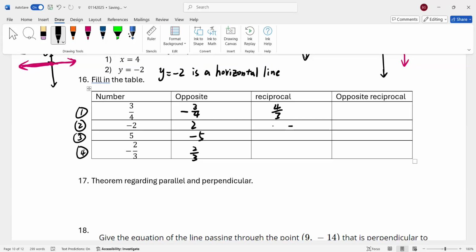2 can be seen as 2/1. So the reciprocal is 1/2. Right? Number 3 is 5. The reciprocal is 1/5 because 5 is 5/1. So the reciprocal is 1/5.